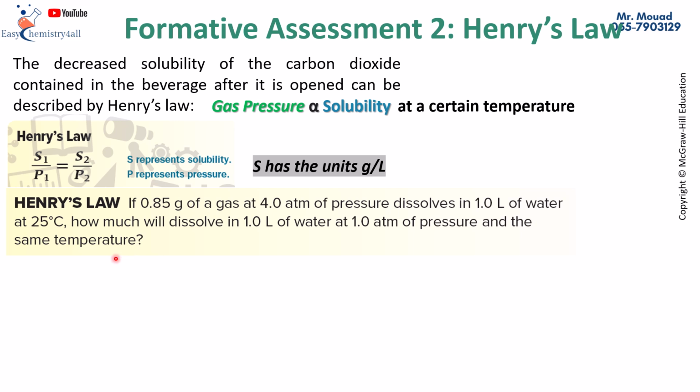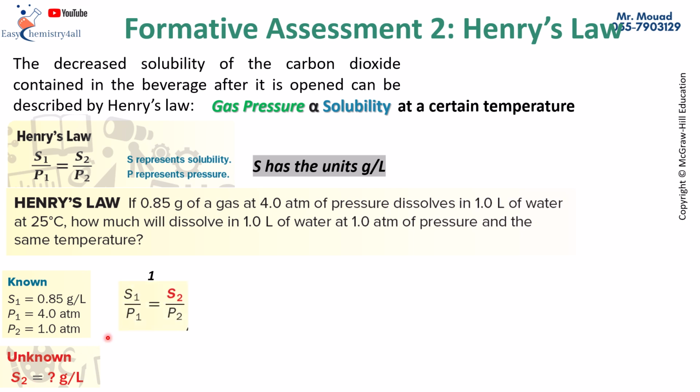So the first thing we need to do is define the knowns. So we know S1, 0.85 grams per liter, because 0.85 grams is dissolved in 1 liter of water. We have P1, 4 atm, and we have P2, 1 atm. So all we need is to find S2.